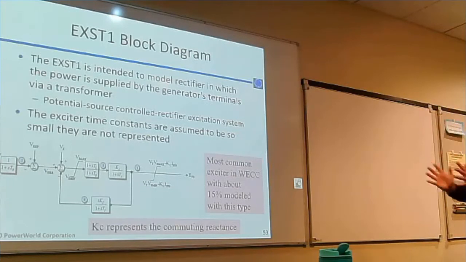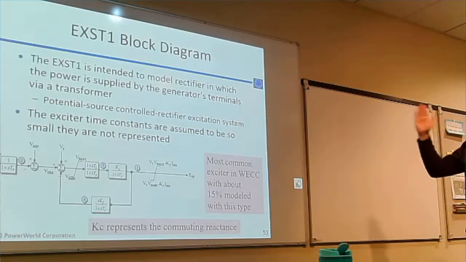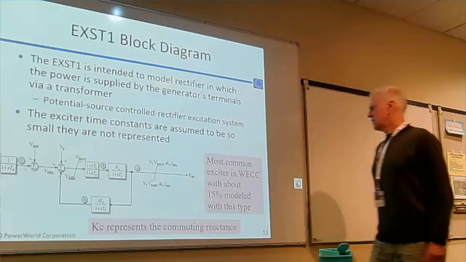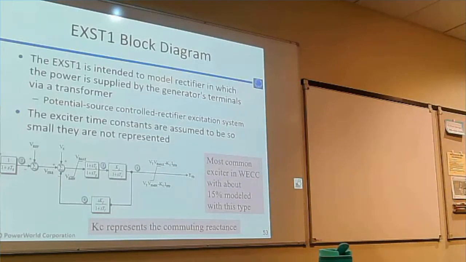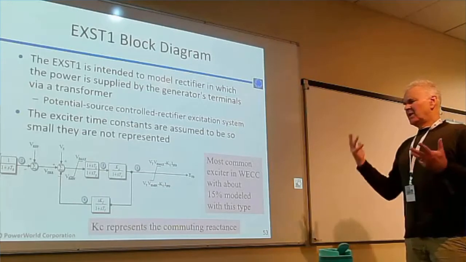So you just have to say, okay, is this fast control something I want? But it's something that is out there now, and then you can design it to say how fast you want it to be. It's the most common exciter in the WECC, with about 15% modeled with this type. KC represents the commutating reactance in it. So the exciter time constants are assumed to be so small that they're not represented.